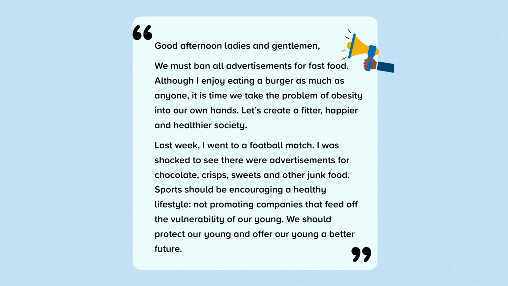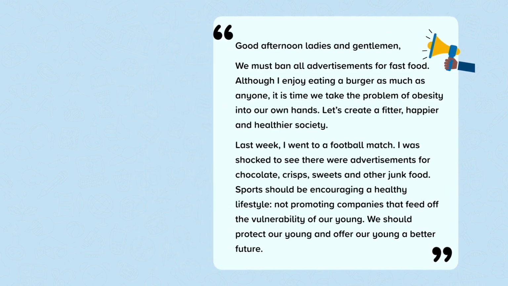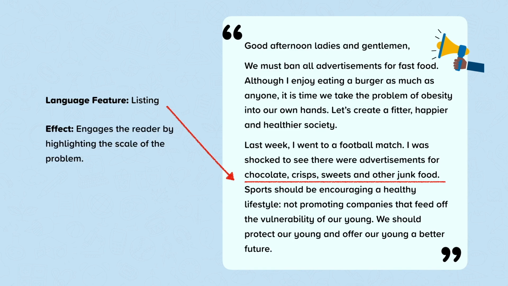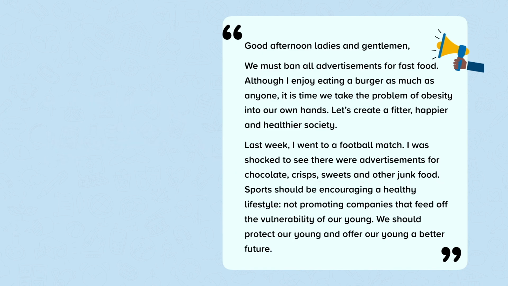This advertising speech uses techniques to persuade the audience. Take a moment to read this text and pause the video. What features does it use and what effect do they have on the reader? One feature it uses is listing, for example here. Last week I went to a football match. I was shocked to see there were advertisements for chocolate, crisps, sweets and other junk food. The effect is it engages the reader by highlighting the scale of the problem.